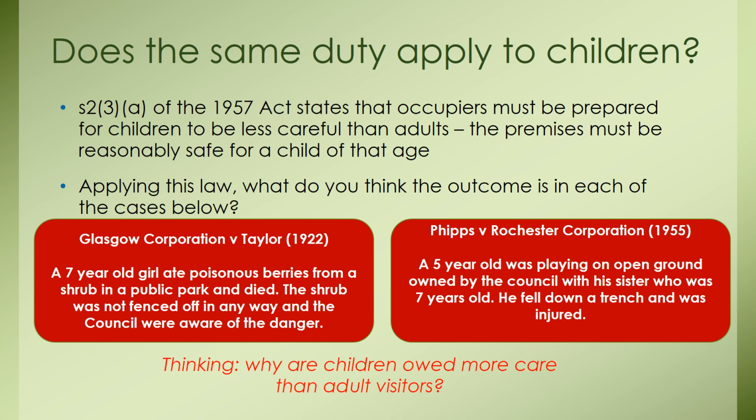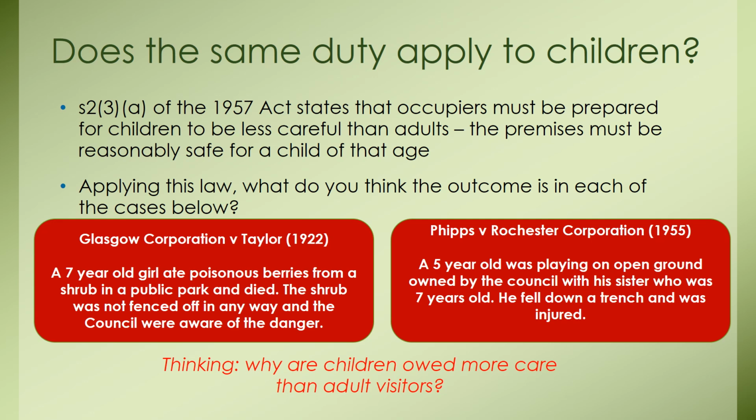So this is interesting here. The Act is actually imposing a higher duty on occupiers where children are concerned. So applying this law, what do you think the outcome is in each of the cases here? We've got Glasgow Corporation against Taylor, and then Phipps against Rochester Corporation. So ultimately we have a family with a young child who have brought an action against a corporation in terms of negligence under occupiers' liability.